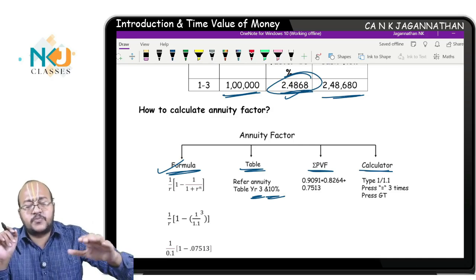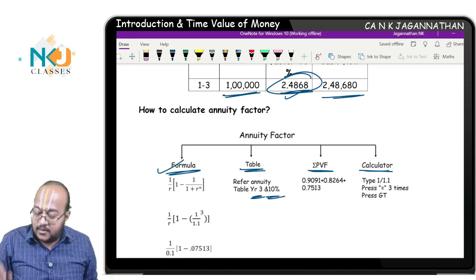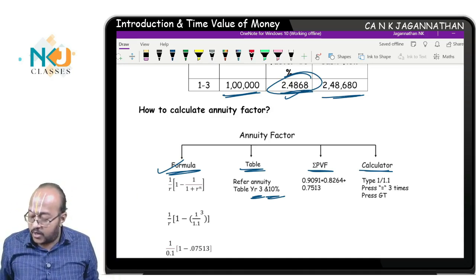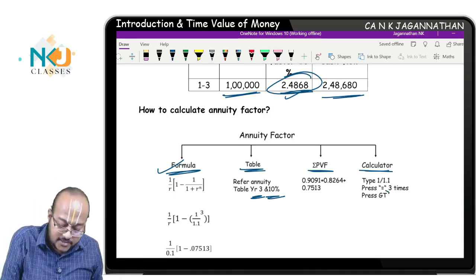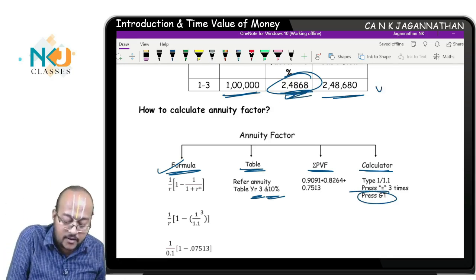Are you listening? Which means if you want to discount at 5%, 1 divided by 1.05 I will put in the calculator. 1 divided by 1.05 I will put, and then 3 times I will press equals, then I will press GT, the grand total. I will get this annuity factor. Conceptually it is very simple. I will write it like this.